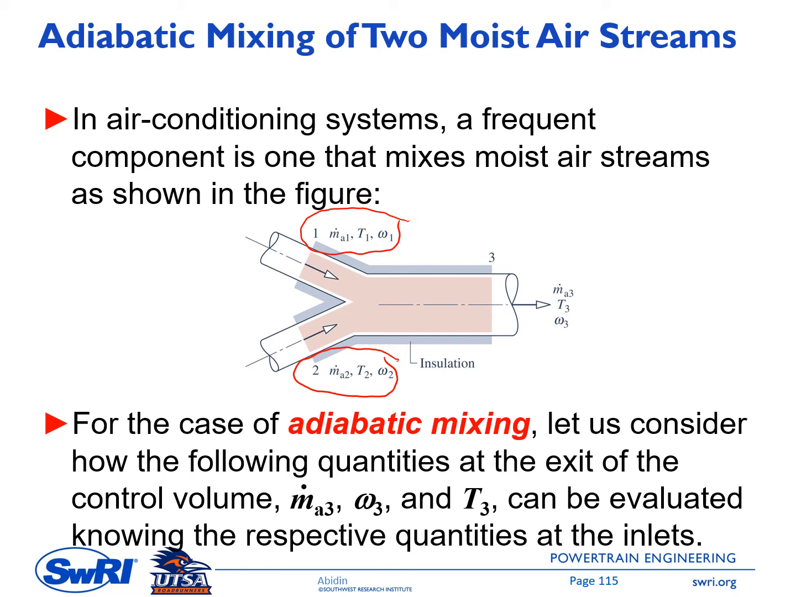Then at the exit, point 3, we have m.a3, T3, and omega 3. For the case of adiabatic mixing, we can consider how the following quantities at the exit of the control volume, so m.a3, T3, and omega 3, can be evaluated knowing the respective quantities at these two inlets, at inlet 1 and inlet 2.